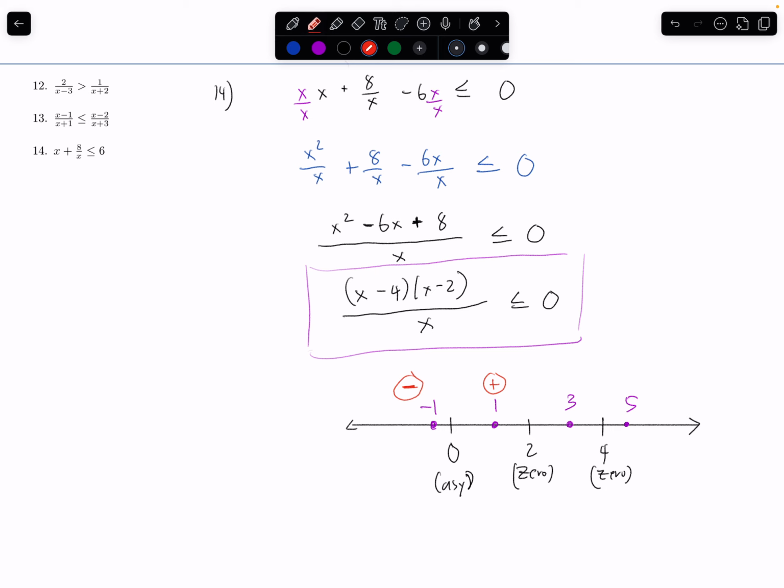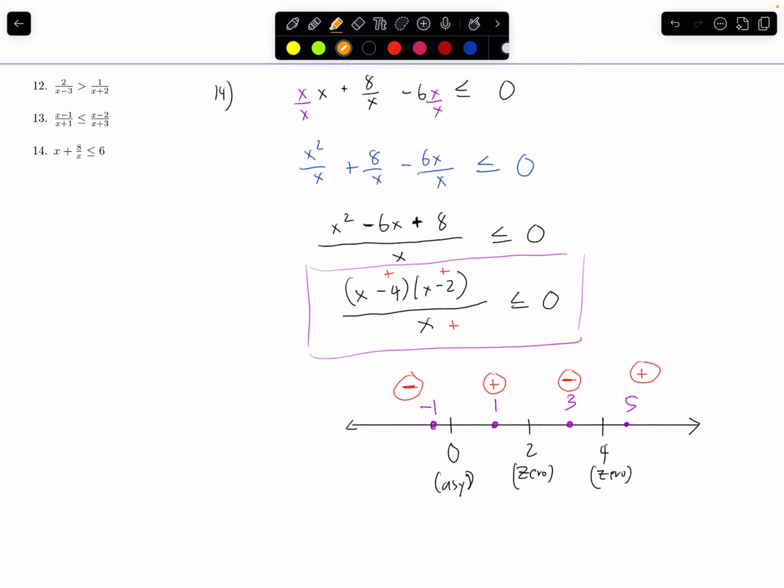A lot of times it seems to just kind of be switching, yeah? Seems to be a pattern we see, but not always, not always. So you gotta still check. 3 minus 4 is negative. 3 minus 2 is positive, and then 3 over here is positive. That makes a negative overall. And then 5. 5 minus 4 is positive. 5 minus 2 is positive. 5 is positive, so that's positive overall.